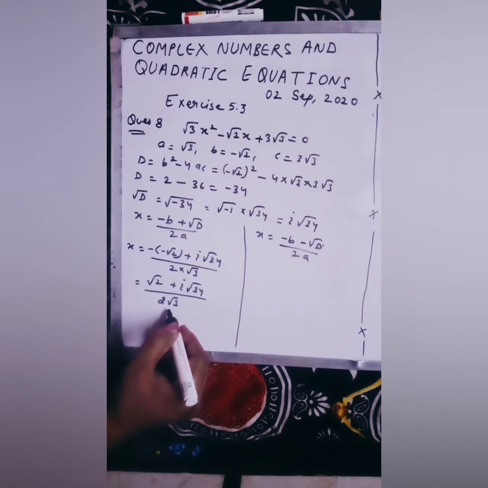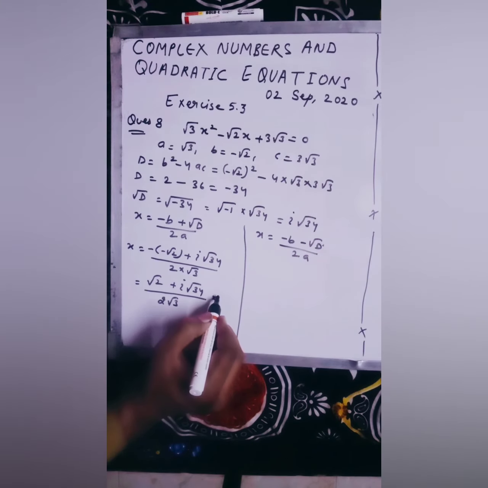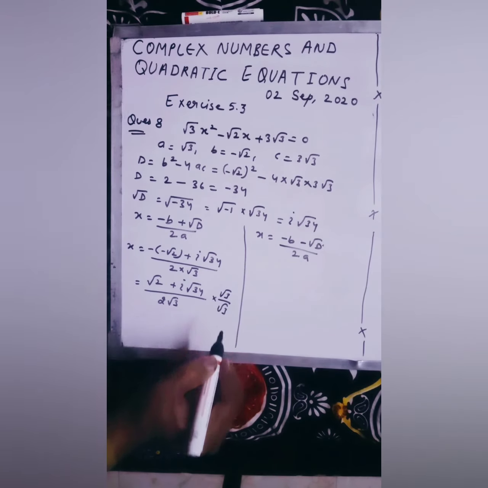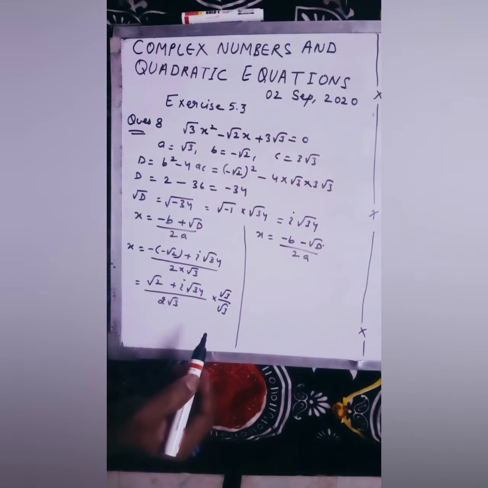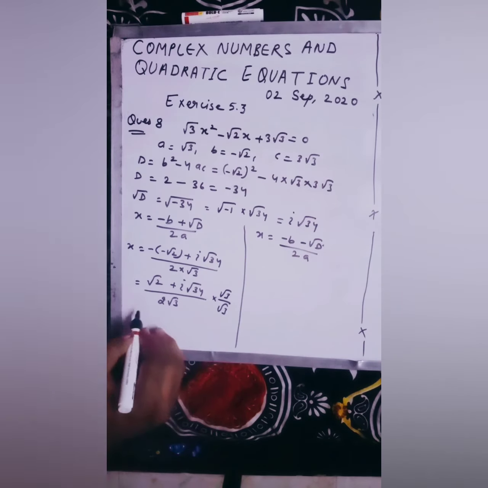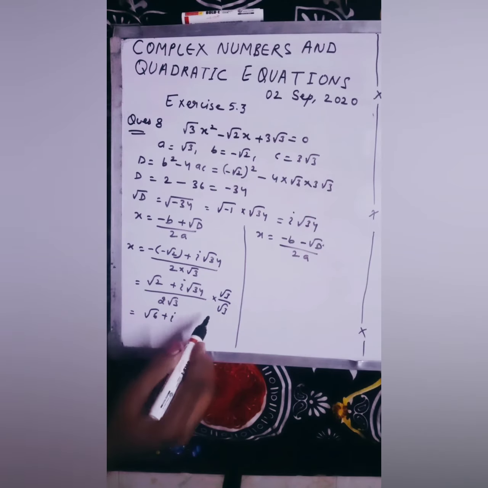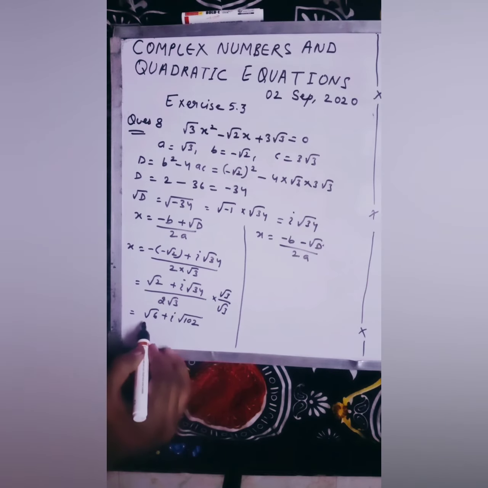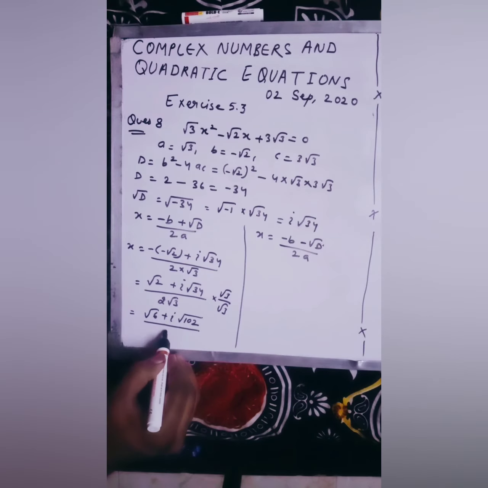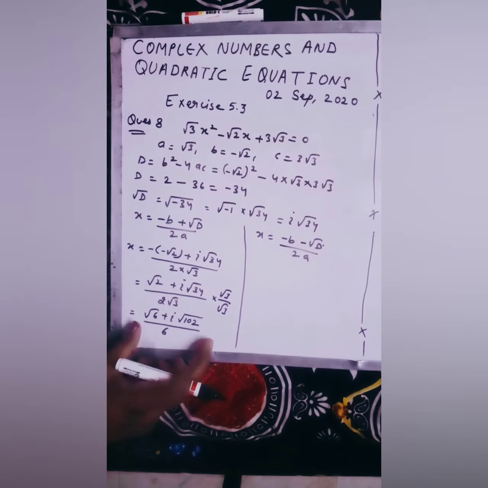Okay, now here as you can see, the root 3 is coming in the denominator, so you can rationalize this. Okay, so rationalize it with root 3. So when you will multiply, you will get root 6 iota under root. This will come, and here you will get root 3, that will be 3, and 6 you will get. So this is your root.